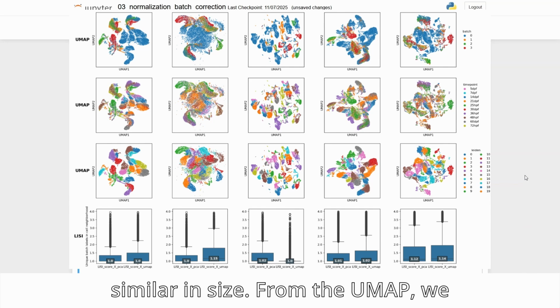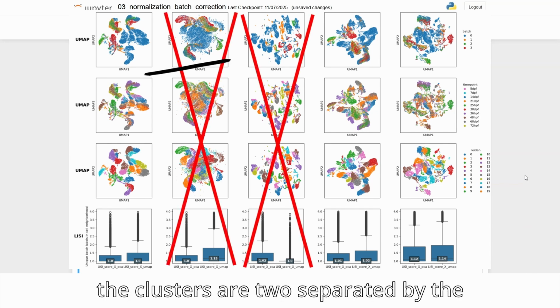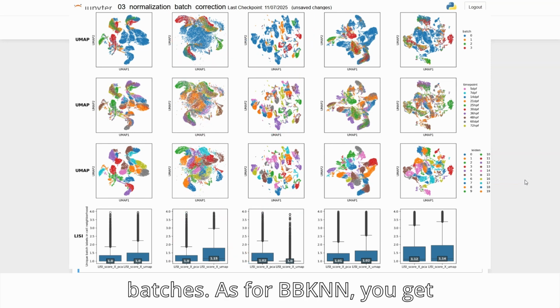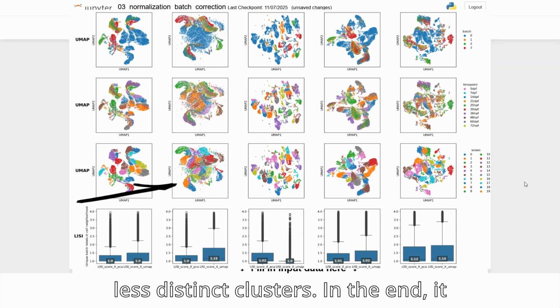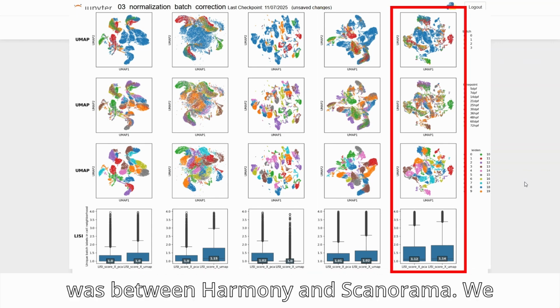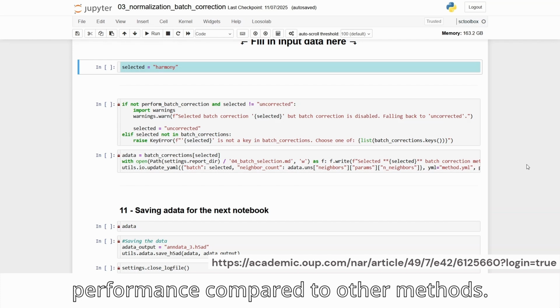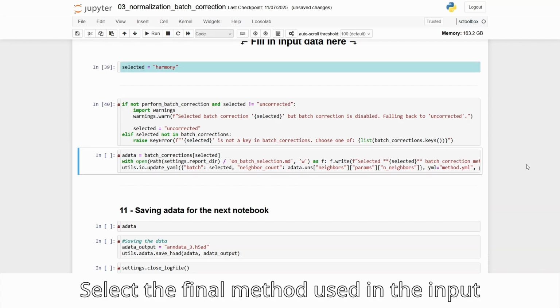From the UMAP, we decided against BBKNN and MNN. For MNN, the clusters are too separated by the batches. As for BBKNN, you get less distinct clusters. In the end, it was between Harmony and Scanorama. We chose Harmony due to its robust performance compared to other methods. Select the final method used in the input cell.